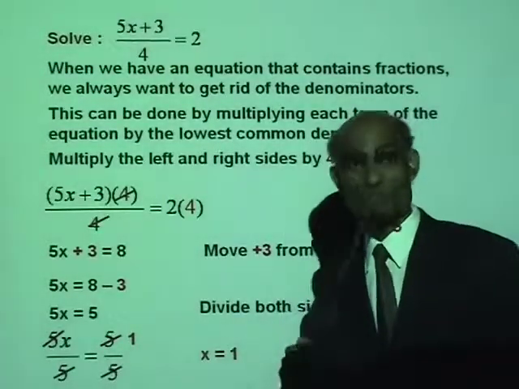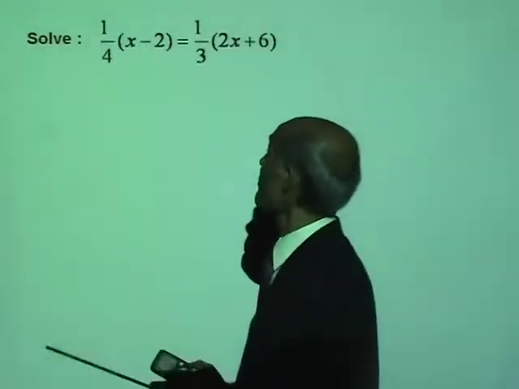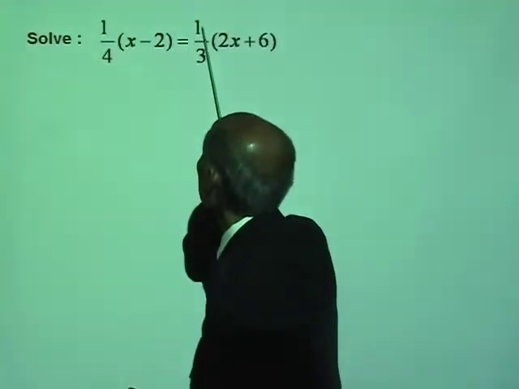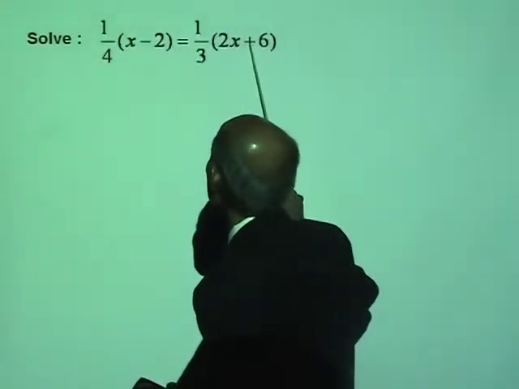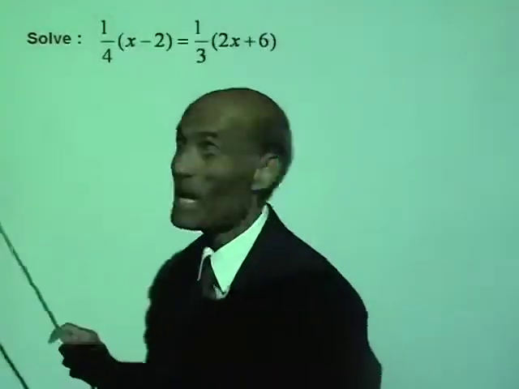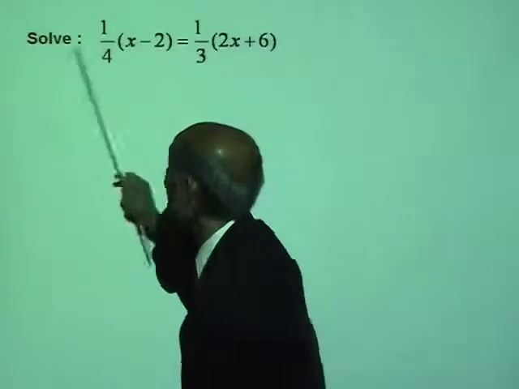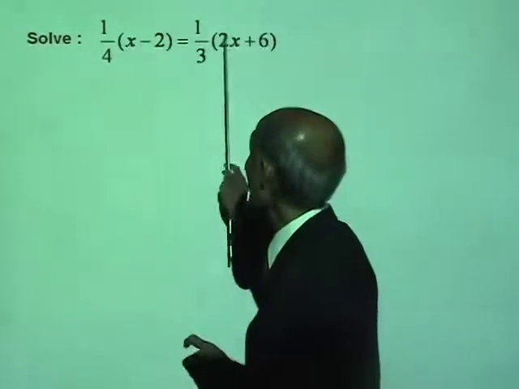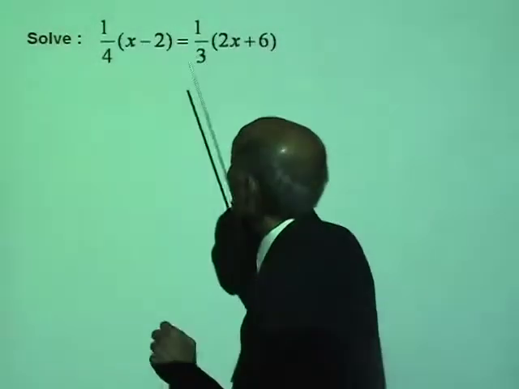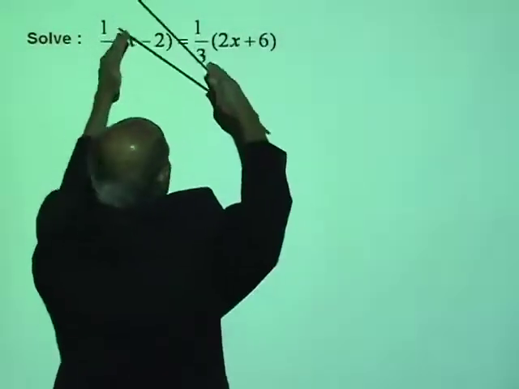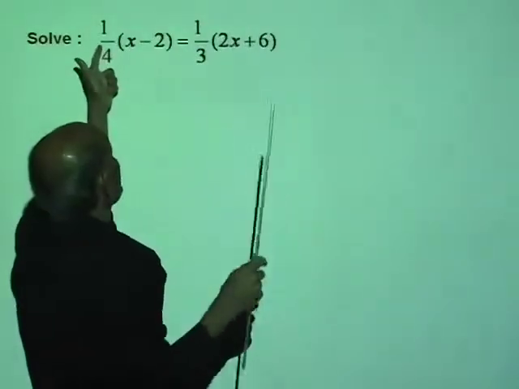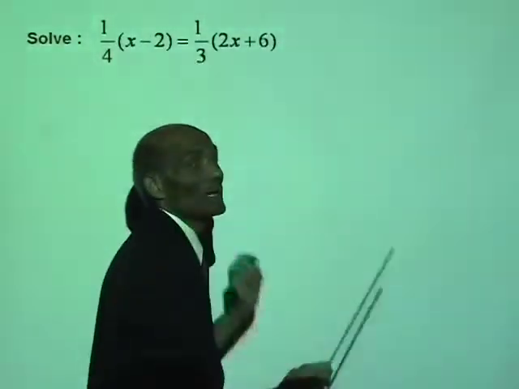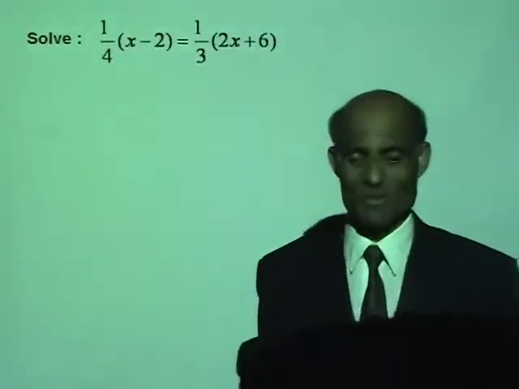Okay, let's move on to the next one. Alright, another one. 1/4 (x minus 2) equal to 1/3 (2x plus 6). Now tell me, how many terms are there on the left? There's only one term there. On the right also, only one term. Why? Because x minus 2 is a quantity in parentheses multiplied by 1/4, and 2x plus 6 is a quantity in parentheses multiplied by 1/3.